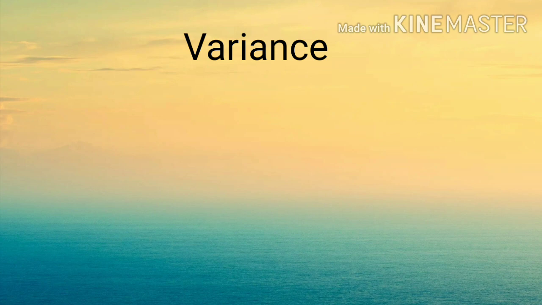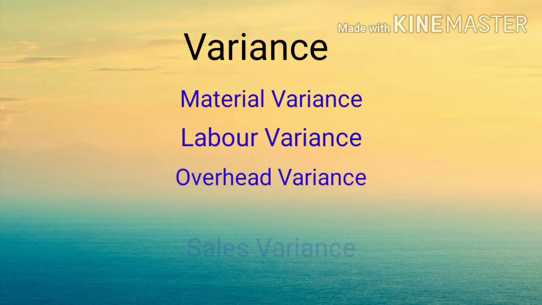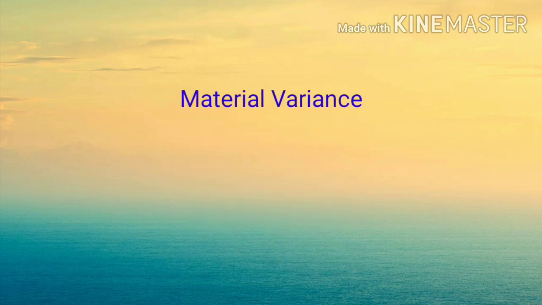As we know, for profit to change, there can be change in sales, in material cost, in labor cost, or in overhead costs. Thus, the main variances are material variance, labor variance, overhead variance, and sales variance. Let us now study about material variances. This chapter is based on certain formulae. The formulae under material variances are as follows.